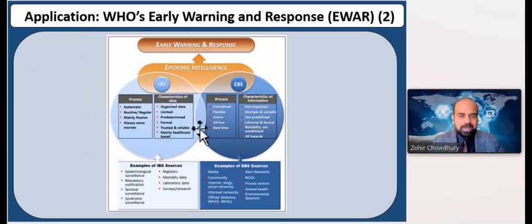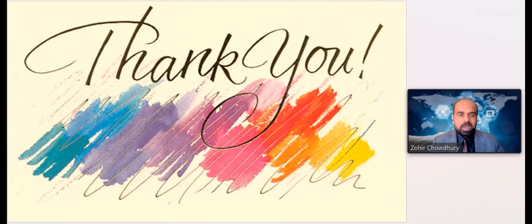You can see the IBS and the EBS with a little bit of overlap, and then the specific characteristics of data and the specific process, the input that goes into the system and the different types of input, and then finally how combined together it provides epidemiological intelligence that needs to be properly assessed into an early warning and response system. So that's how these two systems work together.